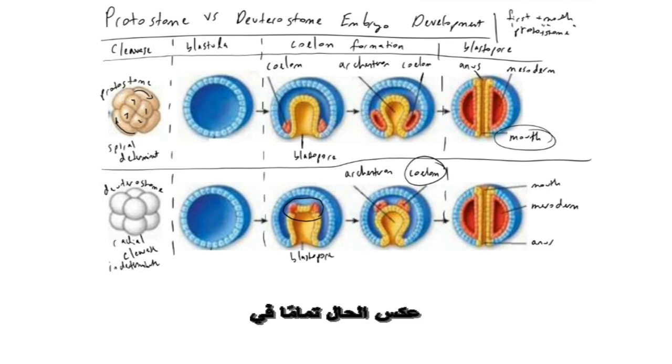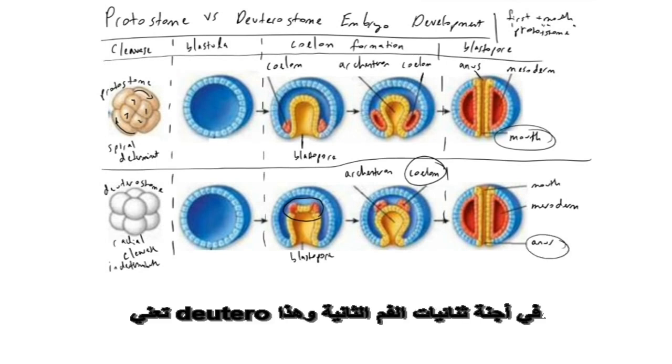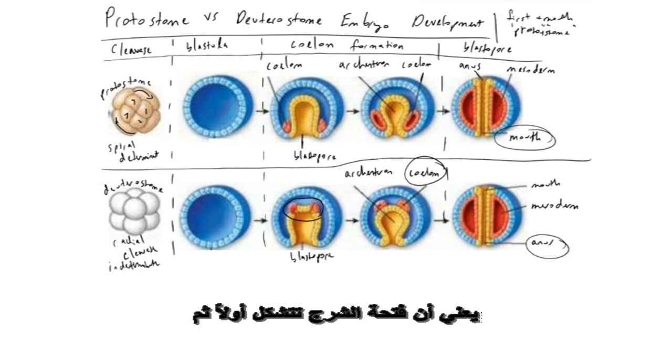It is completely opposite the case with deuterostome embryos. With deuterostome embryos, deutero means second, so that means that the anus forms first and then the mouth forms second. And so this is a key distinction that we see between protostomes and deuterostomes in embryo development.